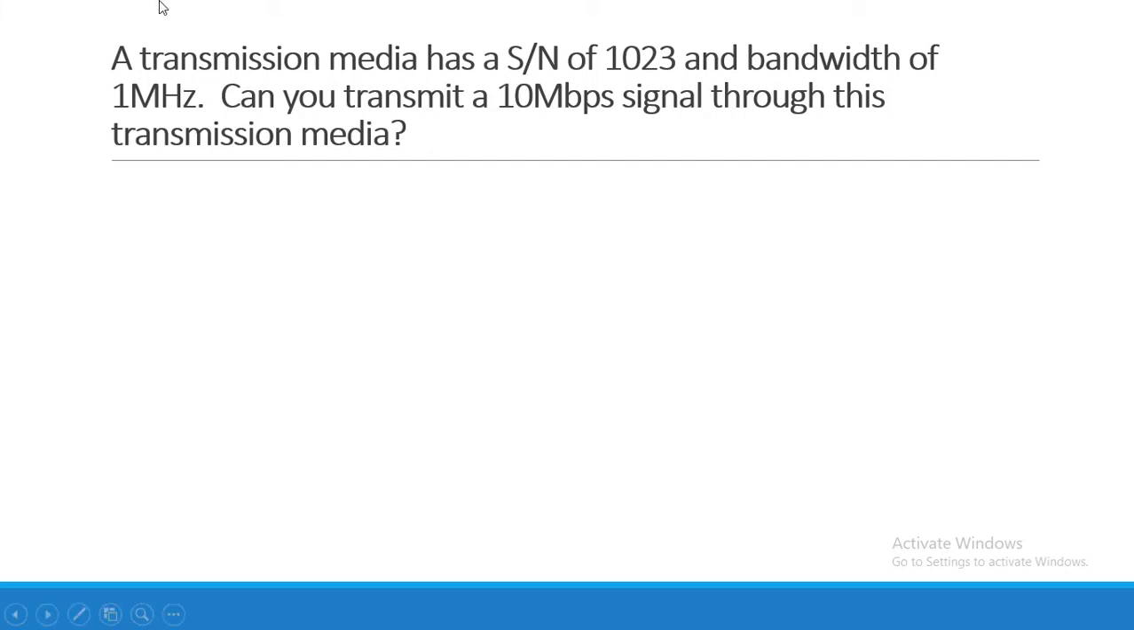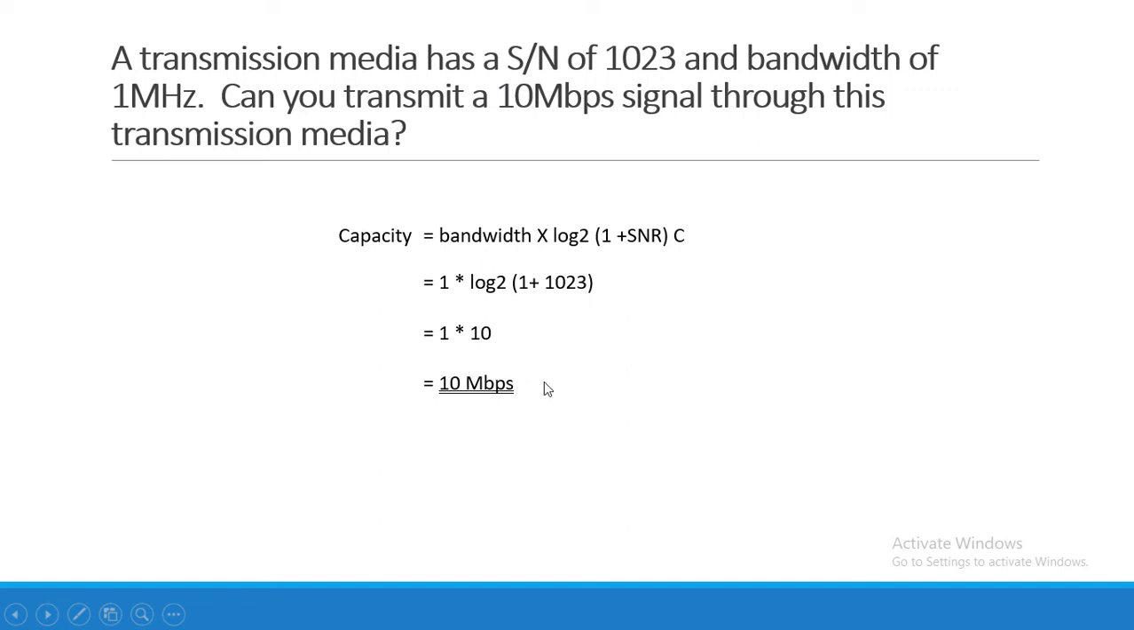Okay, here's an example. A transmission media has an SNR of 1023 and a bandwidth of 1 megahertz. Can you transmit a 10 megabytes per second signal through this transmission media? Okay, let's calculate and find whether we can transmit this. Here you can see the formula, capacity, and when the values are assigned, we get the answer of 10 megabytes per second. So it shows that this media can transmit a signal of 10 megabytes per second through this transmission media.